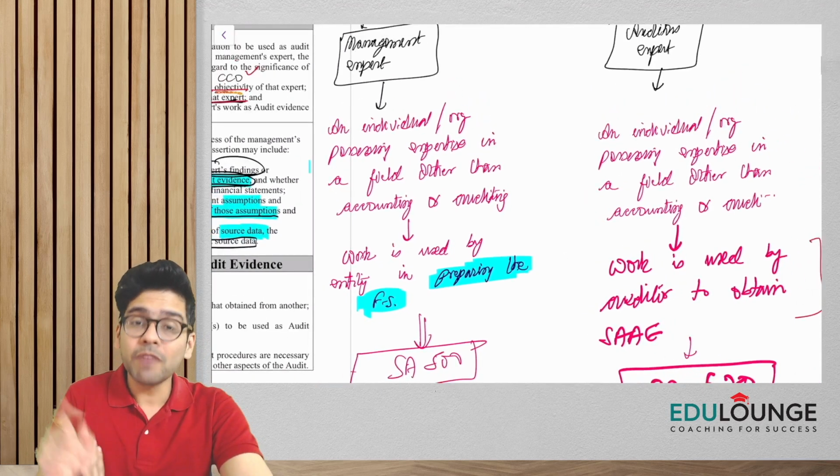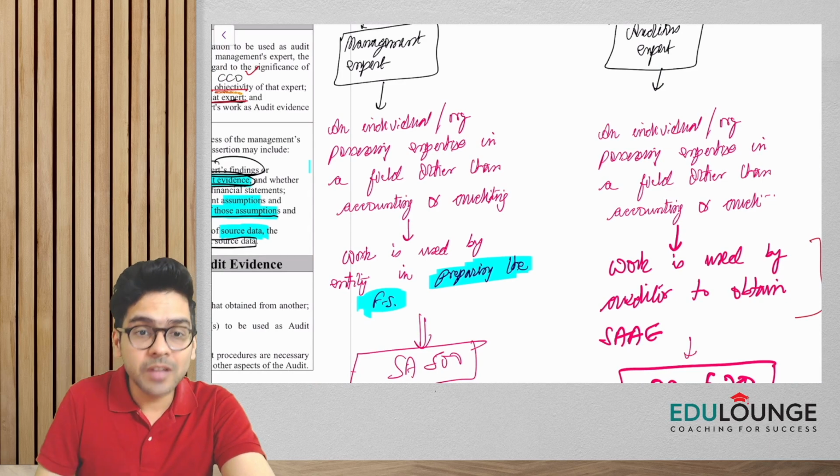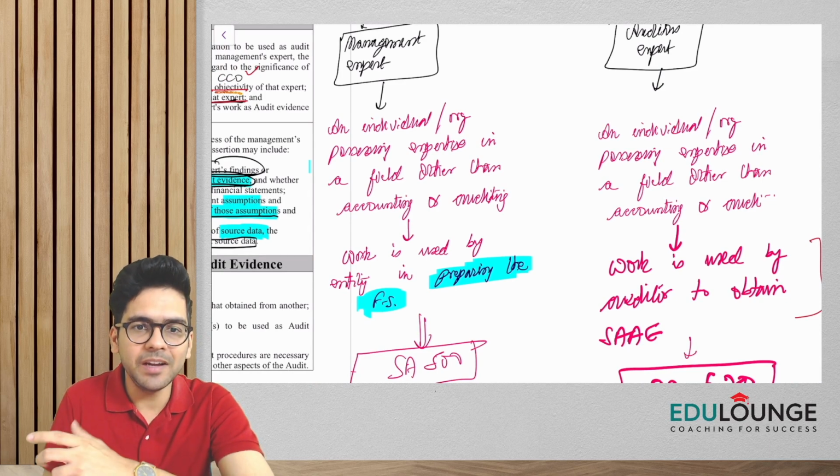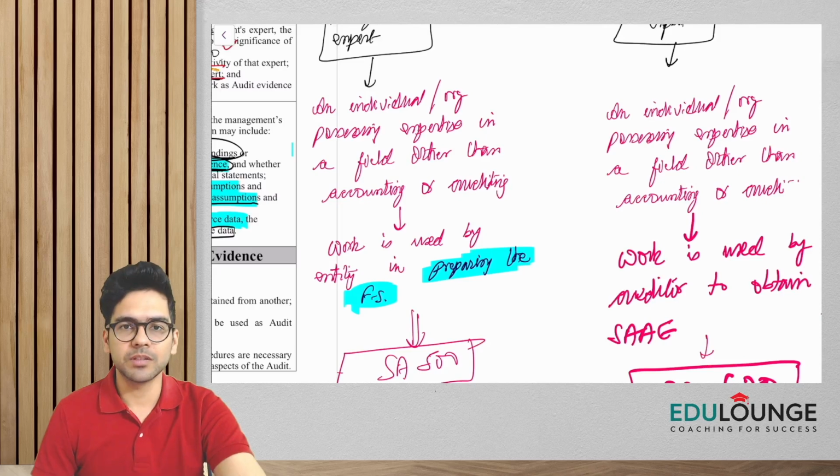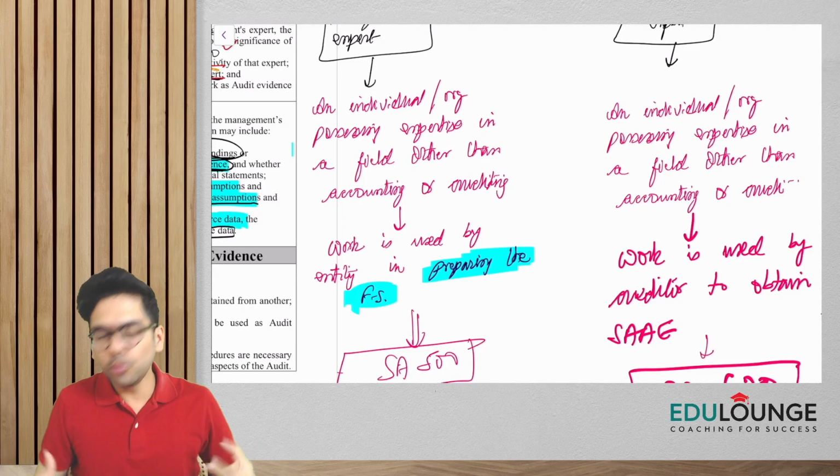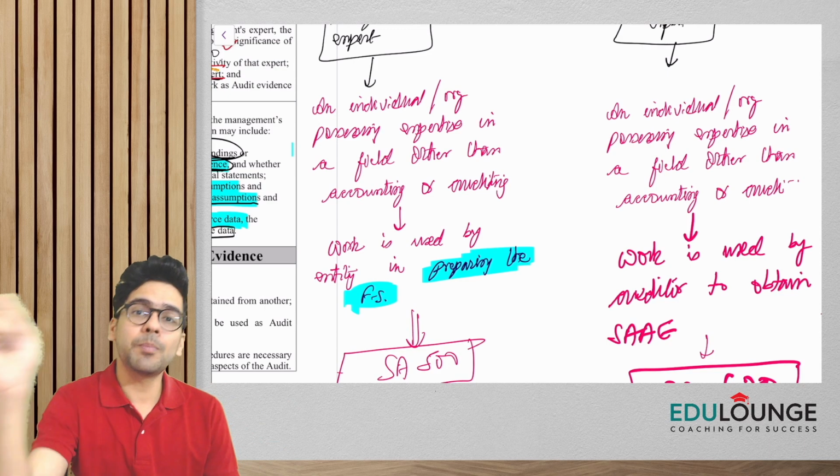And why would management use this expert? His work is actually used by the company, by the entity, in preparing the financial statements. So management must have used the work of management's expert in the preparation of financial statements.